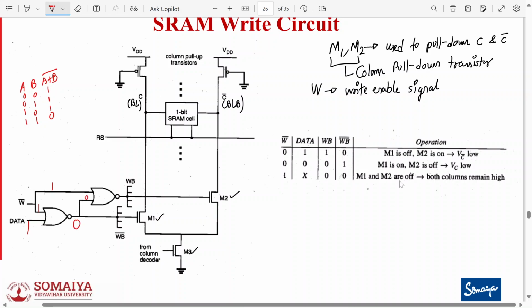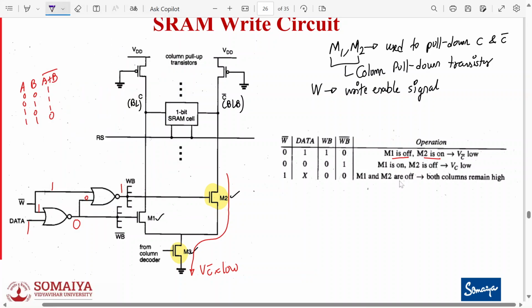And this is 1 and 0. So this will be 1. So M2 will be on and M1 will be off, correct? So if this is on, and let's assume that that column is selected, so my C bar will be towards 0. Yes or no? So VC bar is almost low. Agree? Now let's go to the next one.